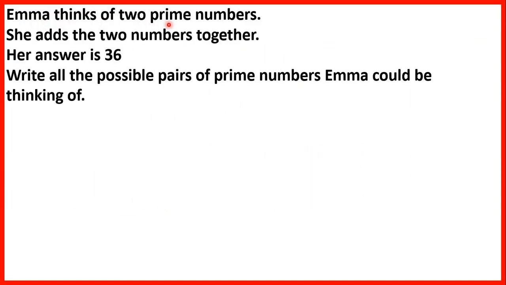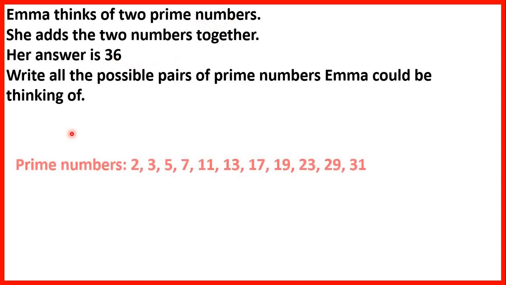Emma thinks of two prime numbers. She adds the two numbers together. Her answer is 36. Write all the possible pairs of prime numbers Emma could be thinking of. So remember, a prime number is a number with only two factors. It's only in the 1 times table and its own times table, not in any other times tables.